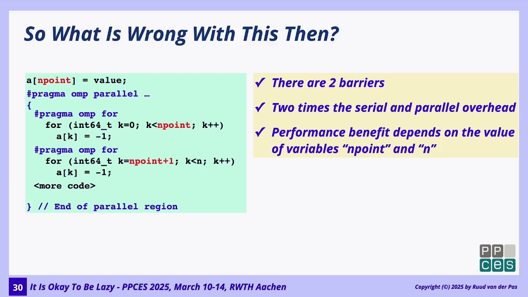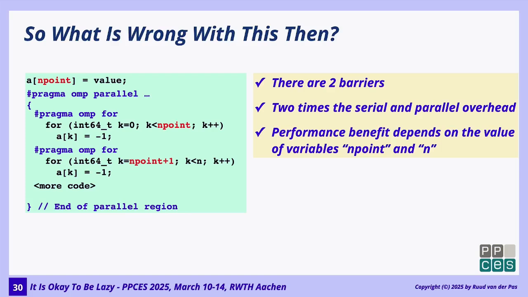First of all, I have two barriers because I have both OMP for loops. They will end with a barrier. That's not nice. And I have two loops. Every loop has a little bit of overhead, but certainly the OMP for has some overhead, and I get that twice. Not a bad thing, but if I can get rid of it, that will be nice.